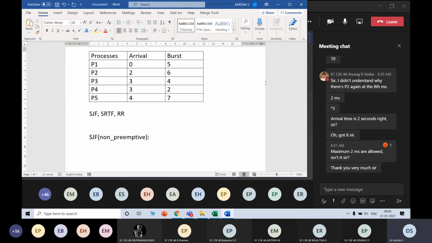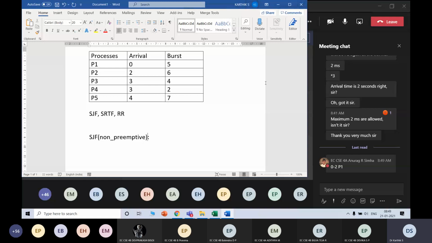So at time 0, only one process is there, that is P1, so it will start the execution, and since it is non-preemptive, it's going to continue and execute up to 5 milliseconds, and by then all processes have arrived. So the next shortest job is P4, so we are going to take P4 and it will execute for another 2 milliseconds.